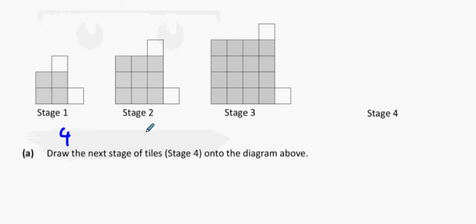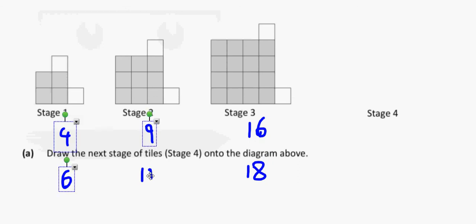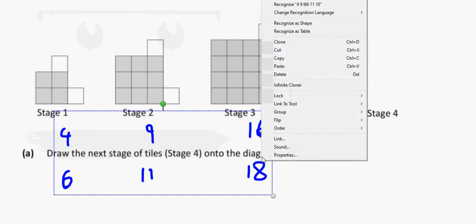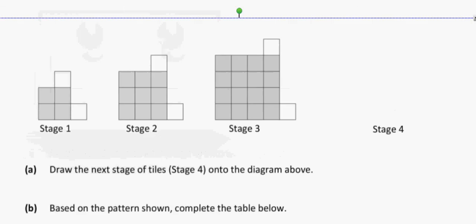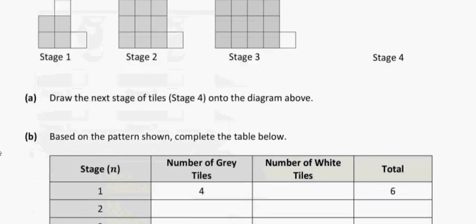4, 9, and boxes in total? 6, 11, and 18. All right. Just going to take those numbers with me to the next stage. All right. Cut them and bring them here. Now, once I get this question done, we're gold. We'll know exactly what we're at.